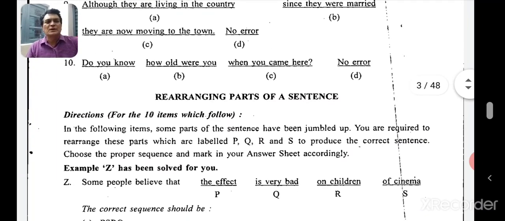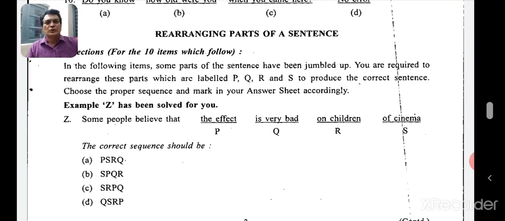Rearranging parts of a sentence. So here this direction we will just read. In the following items, some parts of the sentences have been jumbled up. You are required to rearrange these parts, which are labeled P, Q, R or S, to produce the correct sentence.